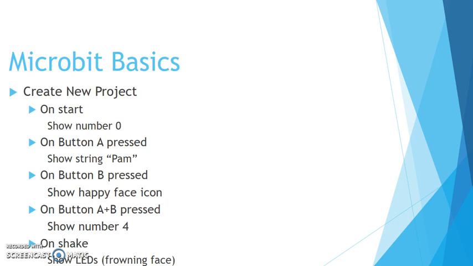So we're going to go into makecode.com now, and we're going to create a project, and we'll have a look at some of the things that we can do in there. So just to show you some of the basics within Microbit, what we're going to do is create a new project. We're going to, on start, show the number 0. On button A pressed, we're going to show the string Pam. On button B pressed, we're going to show a happy face icon. On button A plus B pressed, we're going to show the number 4. And finally, on shake, we're going to show LED.